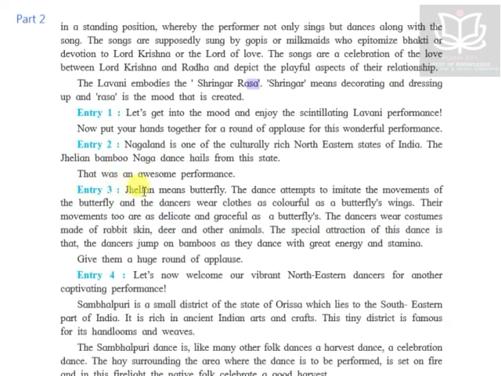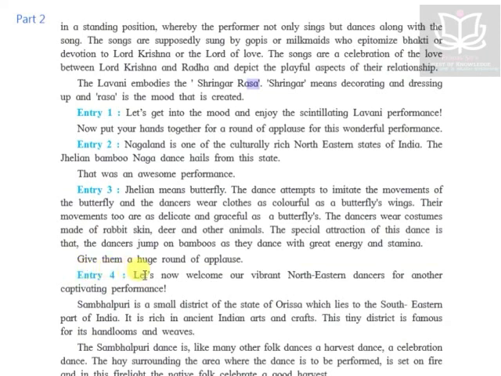Entry 3. Zhelin means butterfly. The dance attempts to imitate the movements of the butterfly, and the dancers wear clothes as colorful as butterfly wings. Their movements too are delicate and graceful like a butterfly's. The dancers wear costumes made of rabbit skin, deer, and other animals. The special attraction of this dance is that the dancers jump on bamboos as they dance with great energy and stamina. After the performance, you can say give them a huge round of applause. Come on people, cheer up, like that.